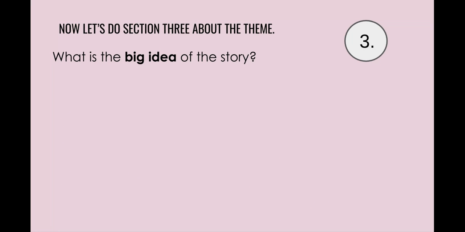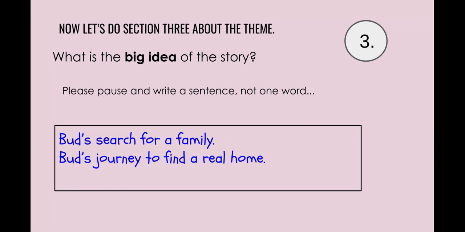Now let's go on to number 3. What is the theme of this story? Theme is like the big idea. I'd like you to write it in sentence form, though, not just one word. This is a sentence. What is the big idea of Bud, Not Buddy? Maybe you wrote something like Bud's search for a family or Bud's journey to find a real home.